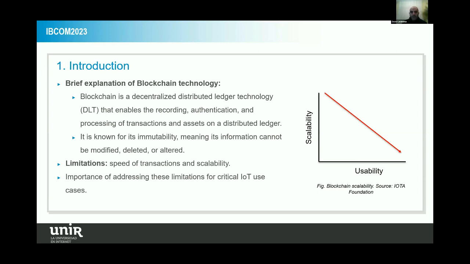The limitations of blockchain technology include the speed of the transactions and the scalability. The speed of transaction refers to the time it takes for a transaction to be recorded and processed on the blockchain, and the scalability refers to the ability of the blockchain network to handle an increasing number of transactions without compromising its performance. This limitation can impact the efficiency and real-time capabilities of critical IoT use cases, such as monitoring the vaccine cold chain that we will show here.